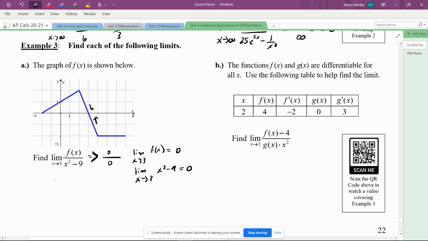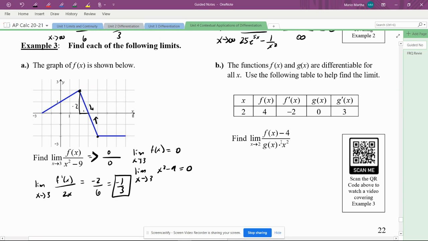From there, we end up applying L'Hopital's rule. So the limit as x approaches 3 of f prime of x over 2x. To figure out the derivative, we just have to figure out the slope between these 2 points right here, and in this case it's just negative 2 over 1. So at 3 that's negative 2, and then 2 times 3 is 6. That gives us negative 1/3, and that would be our derivative at that value.